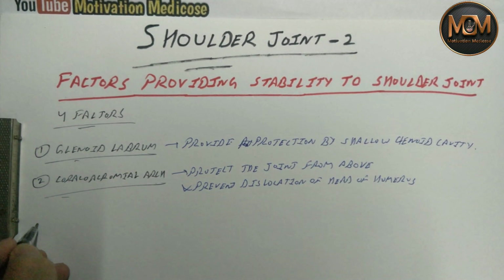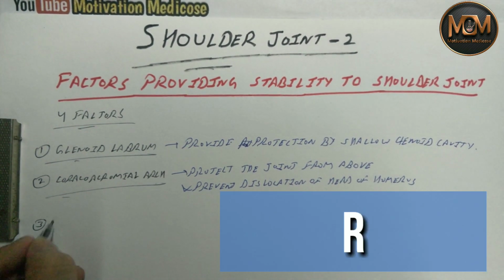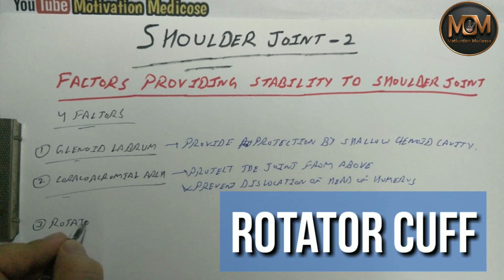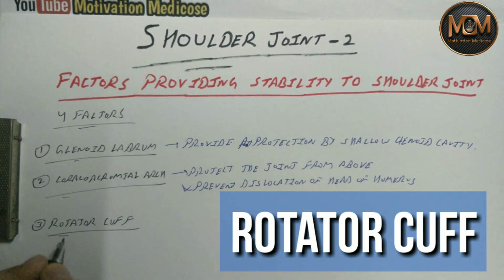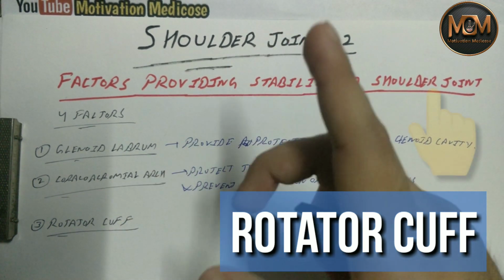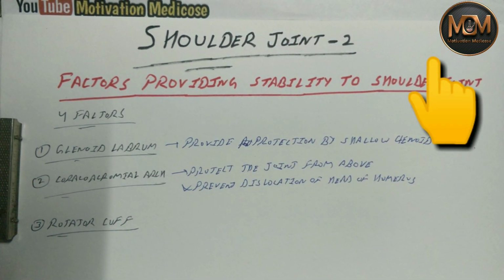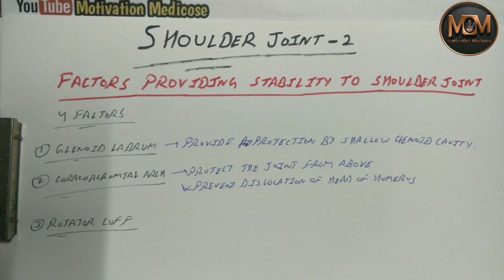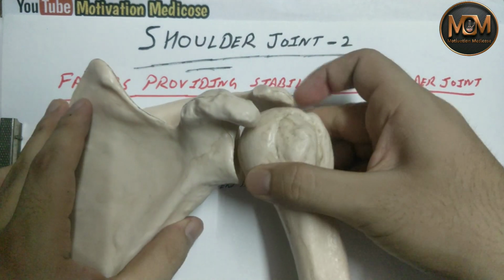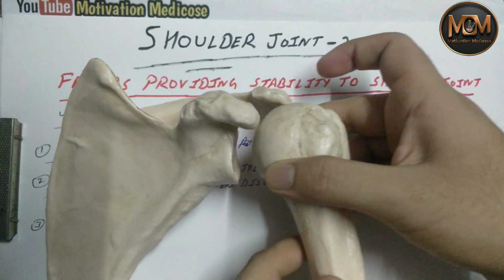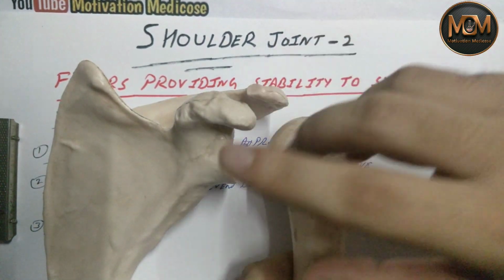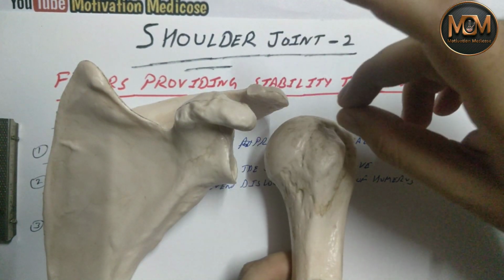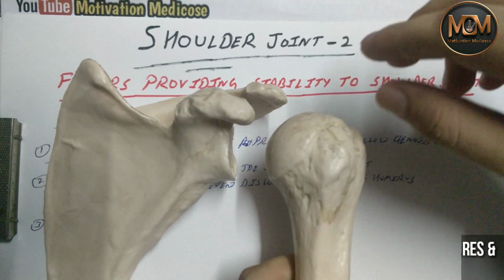The third one is the rotator cuff. We have already made a video on the rotator cuff. You can watch that video by pressing the I button above. So I will tell you generally about the rotator cuff. This rotator cuff is a musculotendinous cuff. It is formed by the tendons of 4 muscles, that is SITS: supraspinatus, infraspinatus, teres minor, and subscapularis.